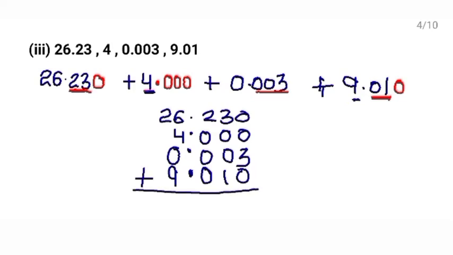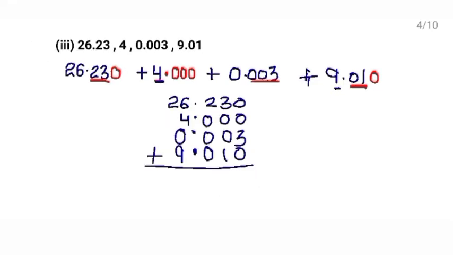Add them. 0 plus 3 is 3. When we add 0 in any number, what do you get? Same number, right? This is the property of 0. 3 plus 0, 3 plus 1, 4. 2 plus 0, 2. Decimal below the decimal point. 6 plus 4, 10 plus 9, 19. 1 carry forward. 2 plus 1 is 3.